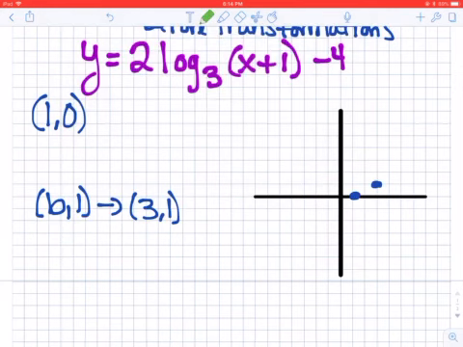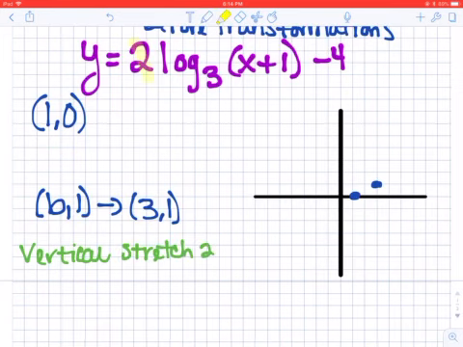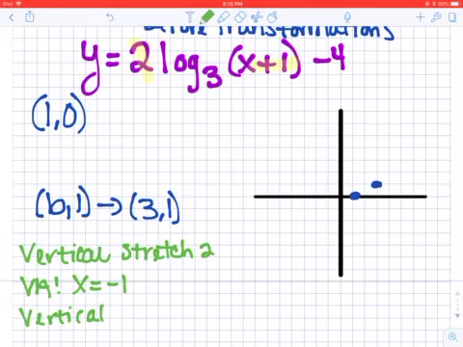Other notable pieces are that I have a vertical stretch of 2, and that's coming from here. And then I have a vertical asymptote at x equals -1, which is coming from here. I'm taking the 0 of that. And I also have a vertical shift of -4, which is coming from here, right?